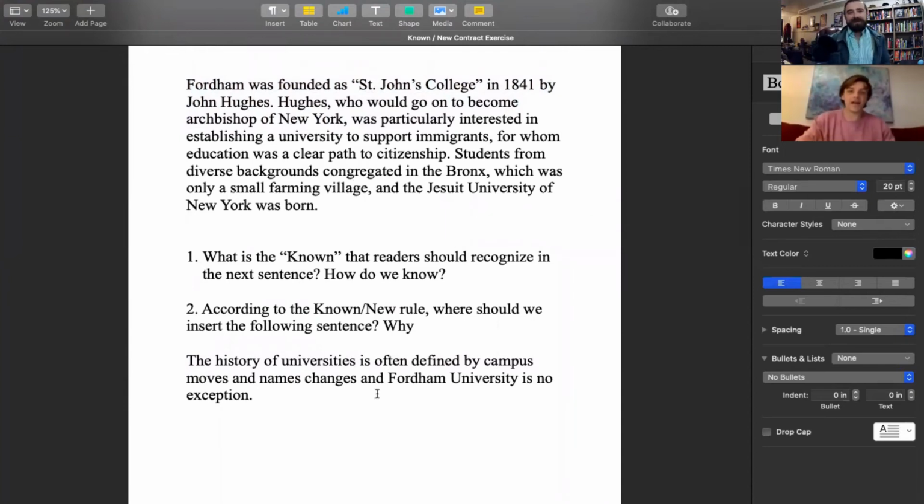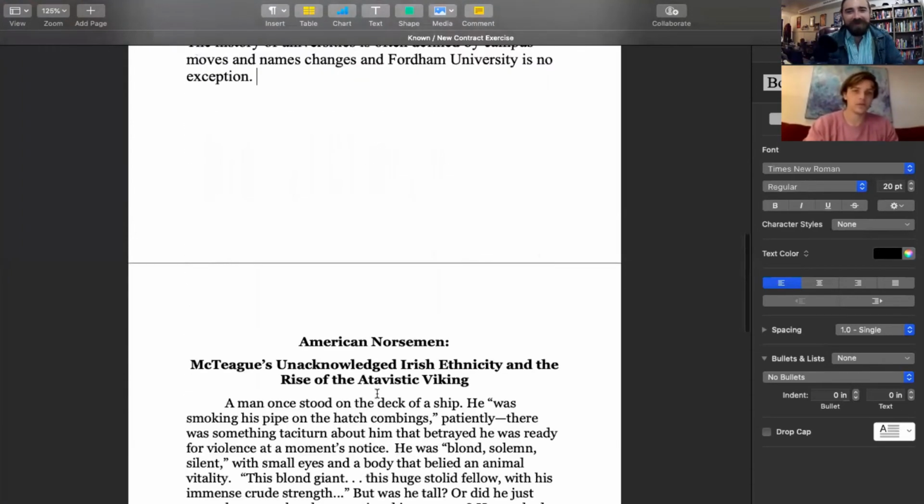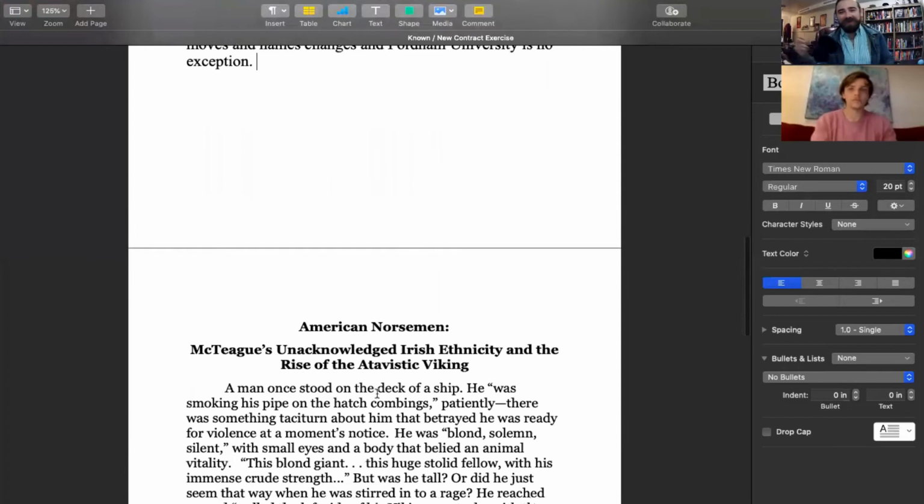And anything to add before we jump to our second example here? No, let's just jump to the second. I think this is great. All right. So doing a little bit of teaching about Fordham, which is lovely.